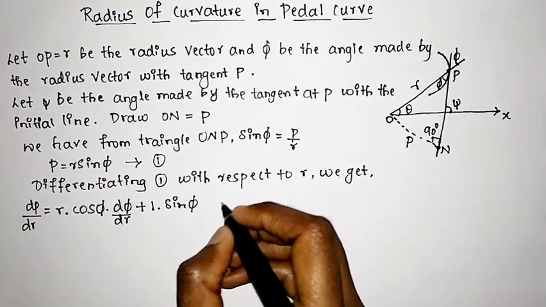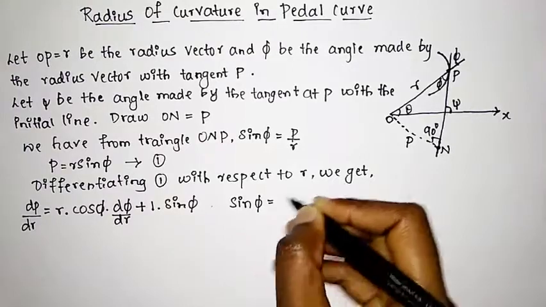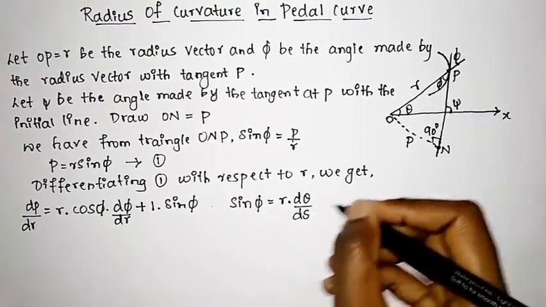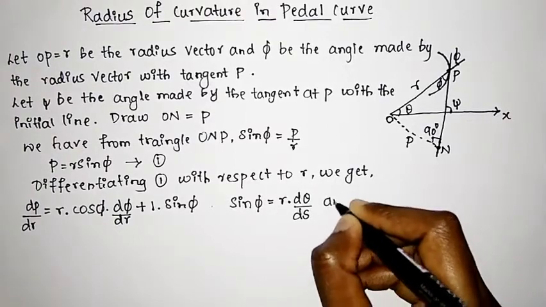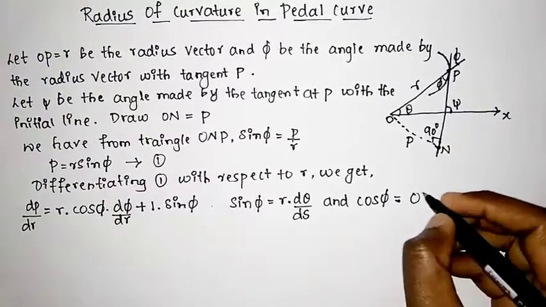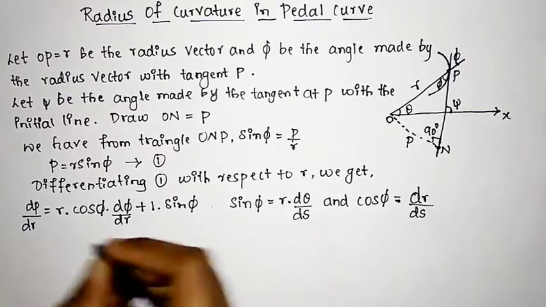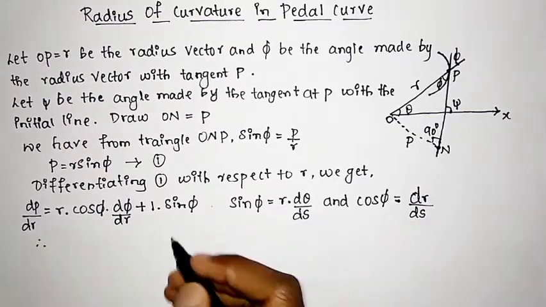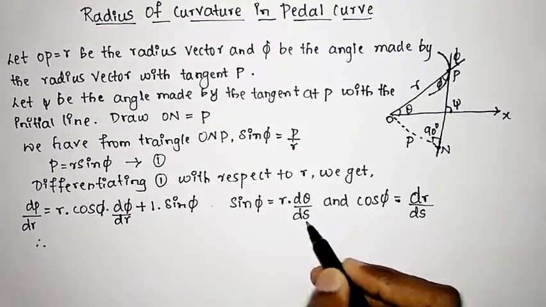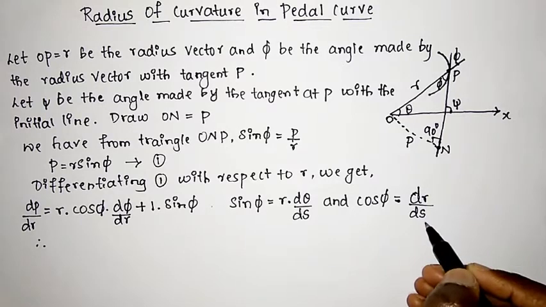So therefore, as we know, sin phi is nothing but r into d theta upon ds, and cos phi is nothing but dr upon ds. These are standard formulas: sin phi is taken as r into d theta upon ds. Similarly, cos phi you need to consider as dr upon ds.